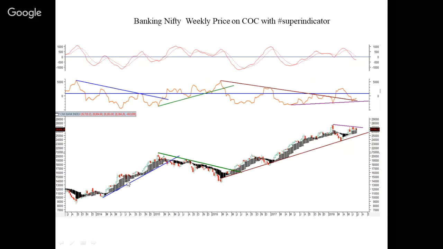This is how we use the COC candle bars. As long as it does not break the trend line of the candle bar, as long as a super indicator is still in buy, whenever it comes close to the lower end or even in the middle of the candle bars, we have a low cost entry to the market.